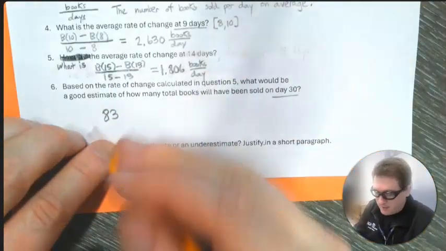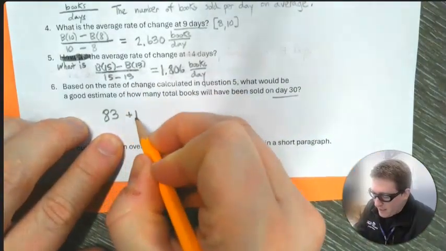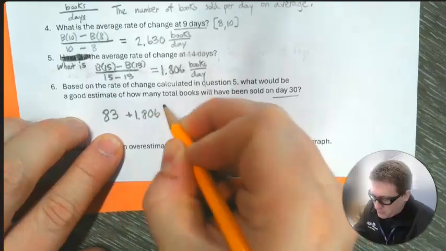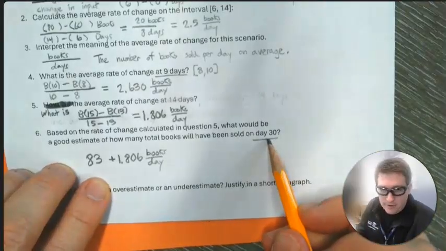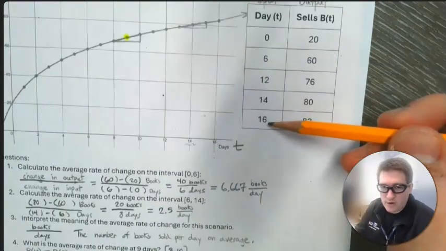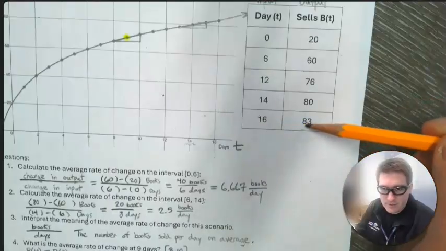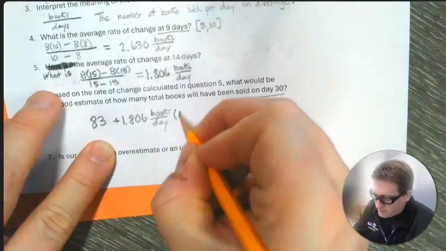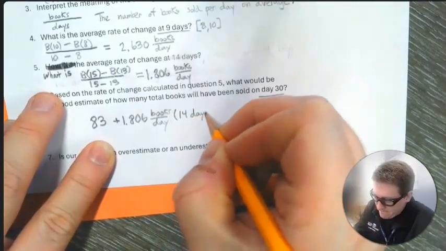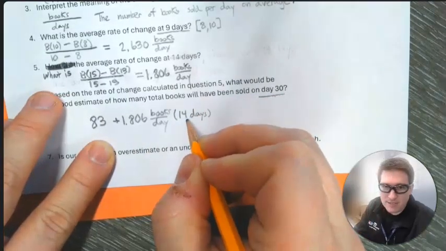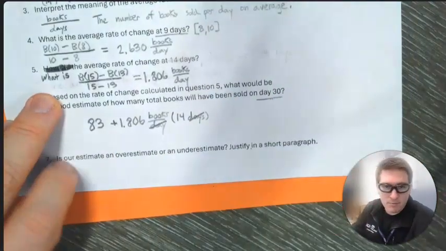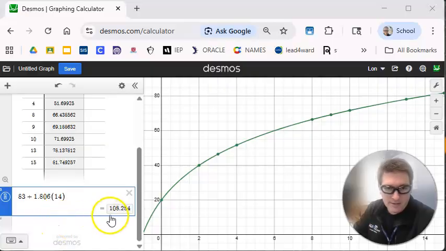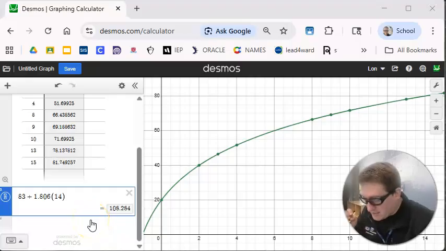And so let's think about that. So I'm selling 1.806 books per day. And it wants me to figure out on day 30. Well, day 30 is 14 days later from this data point right here. So if I have 14 days left, I multiply those two numbers, and that will tell me how many books on average I will have sold. The days cancel out, and let's plug this formula in. Plugging the values in, it gives me 108.284.